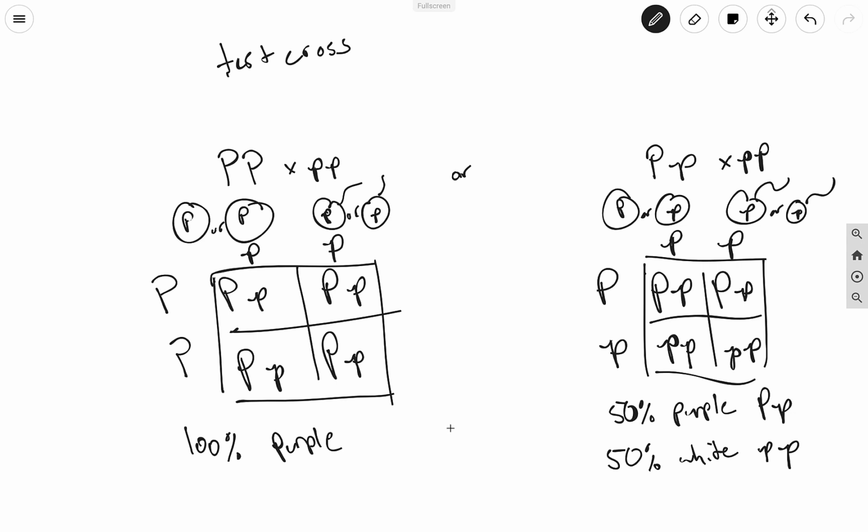So what you would do is you would then observe the offspring of this cross, and if you saw any white flowers, and it should be about half, you would have to conclude that your parent was big P, little p. And if you saw no white flowers, you would conclude that your parent was big P.